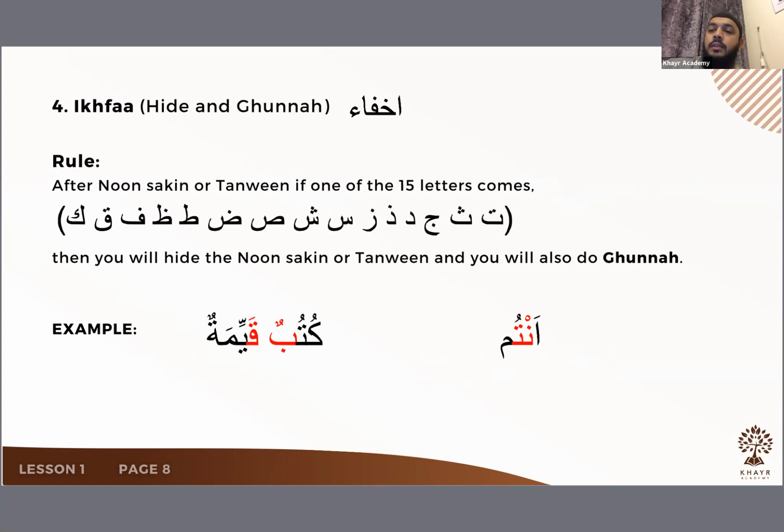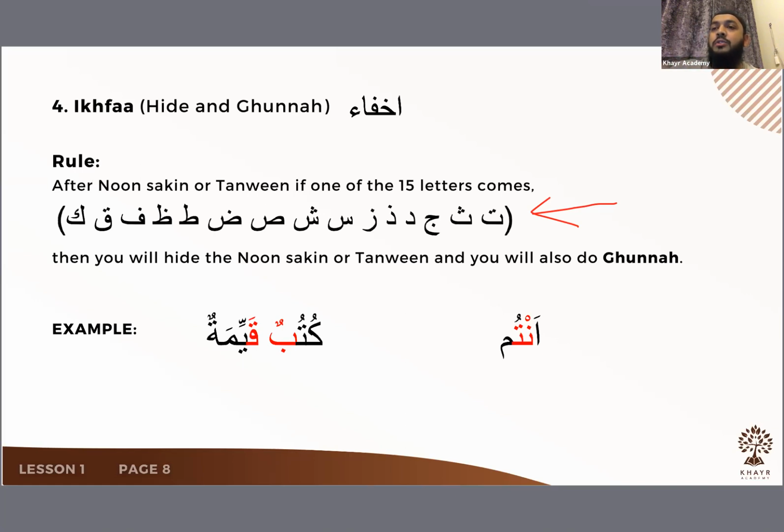Ikhfa is the last one. It's got the most letters, 15 letters. The letters are whatever is not in Iqlab, Izhar, and Idgham. So the remaining 15 are these: Tha, Jim, Dhal, Dal, Za, Sin, Shin, Sad, Dad, Ta, Dha, Fa, Qaf, Kaf. It's best to learn the letters by heart. I can't really form a word from them, but it's best to just learn it like this.